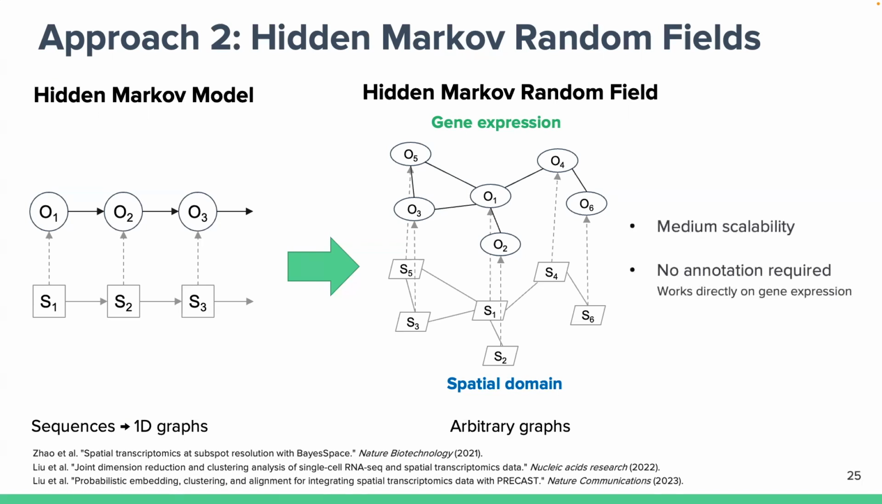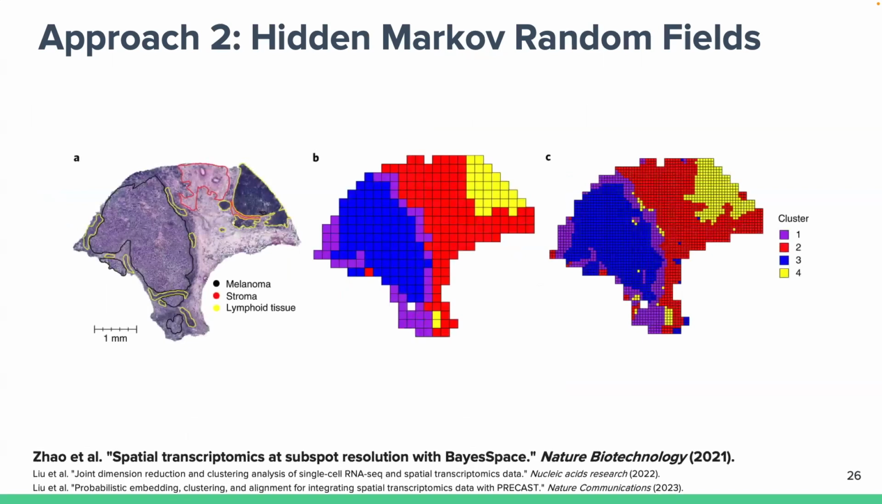These models have the advantage of not relying on annotation, so they work directly on the gene expression data, but then they suffer in terms of scalability. I wanted to show an example. This is a figure from the BayesSpace method, which is maybe the OG spatial domain method, in which they analyzed a melanoma sample of spatial transcriptomics. This is the old version, before it was acquired by 10x. They identified domains, and with the same model, they were also able to increase the resolution and refine the annotation, so that they could capture smaller domains of lymphoid tissue that otherwise would have been lost in the lower resolution version.